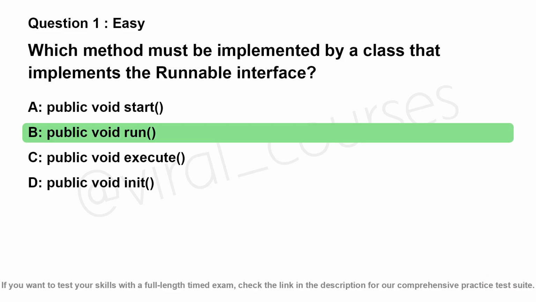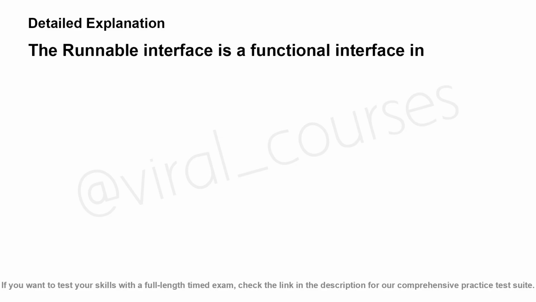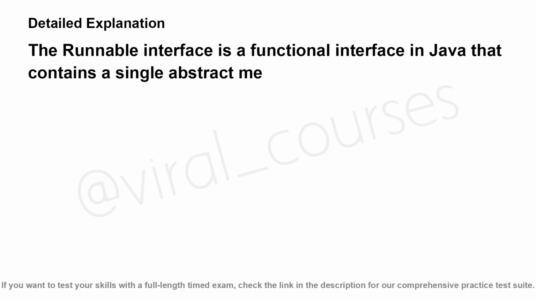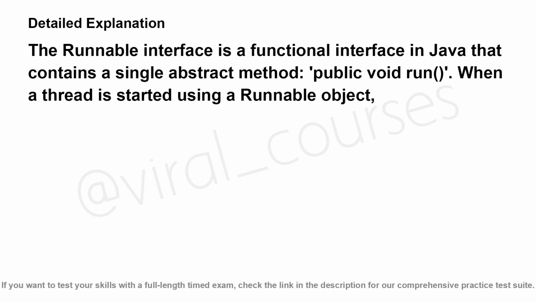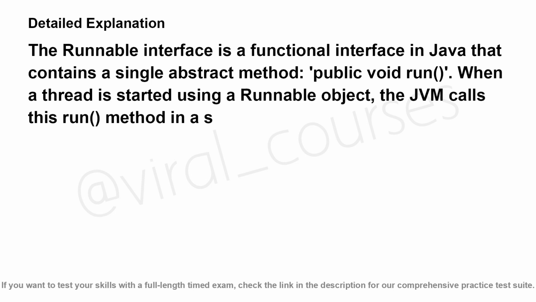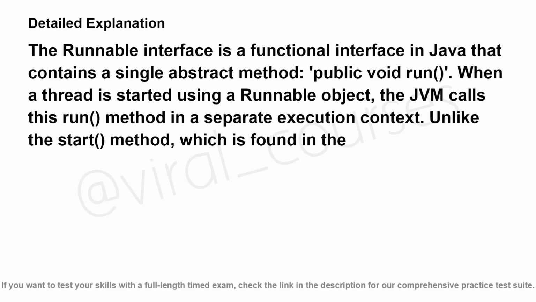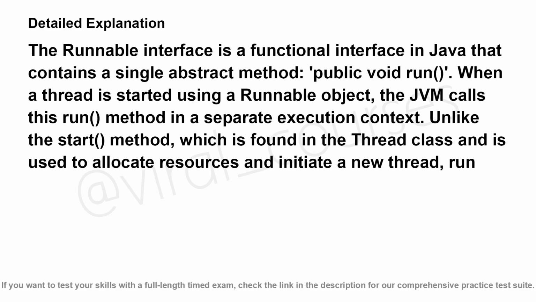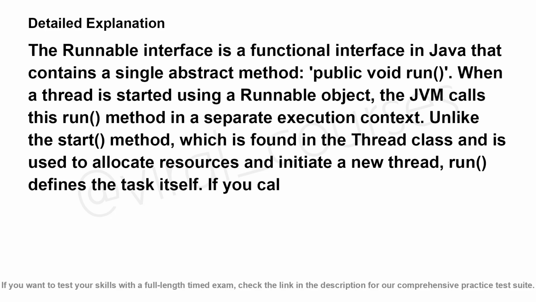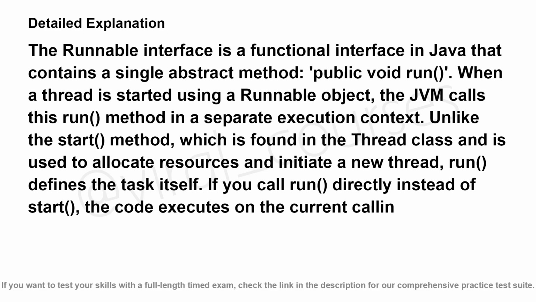The correct answer is B. The Runnable interface is a functional interface in Java that contains a single abstract method, public void run. When a thread is started using a Runnable object, the JVM calls this run method in a separate execution context. Unlike the start method, which is found in the Thread class and is used to allocate resources and initiate a new thread, run defines the task itself. If you call run directly instead of start, the code executes on the current calling thread rather than a new one.